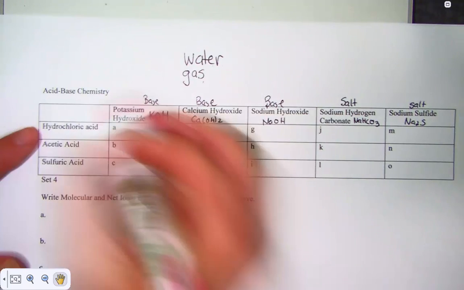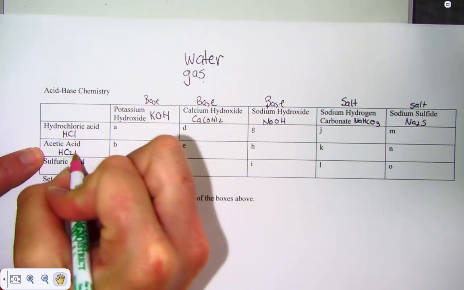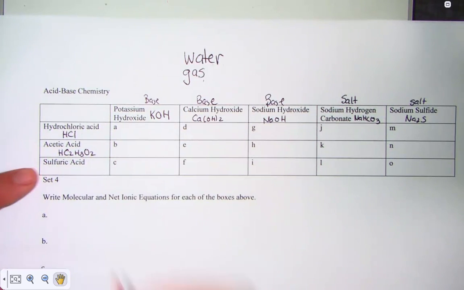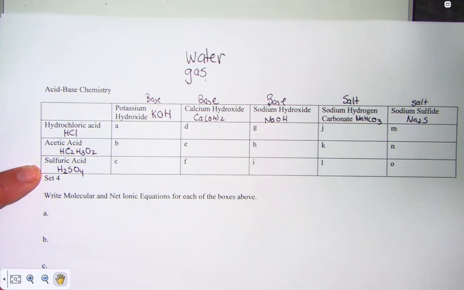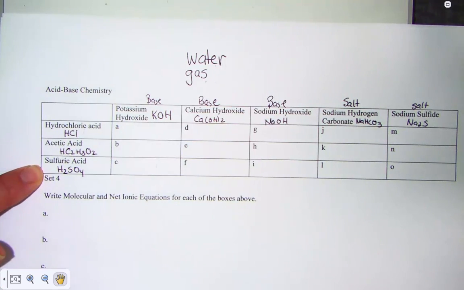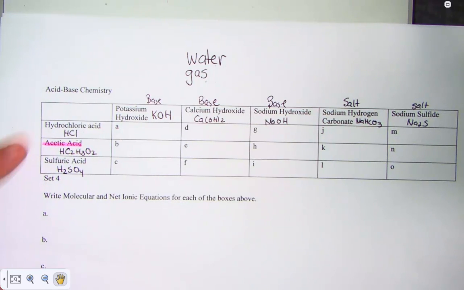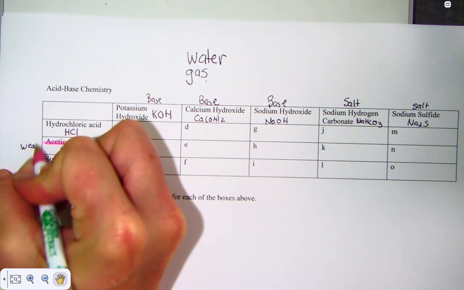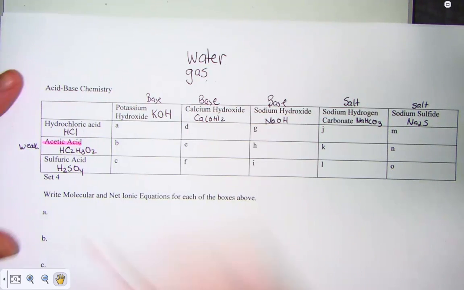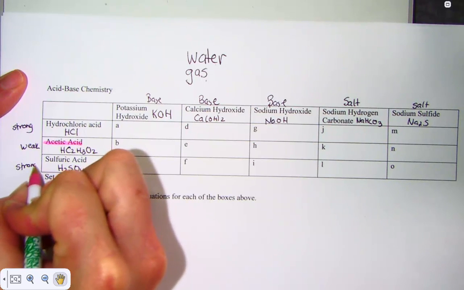Here we have hydrochloric acid, HCl, acetic acid, HC2H3O2, and sulfuric acid, H2SO4. Note to self, just as we remind ourselves, this acetic acid is weak. Sulfuric acid and hydrochloric acid are both strong. That will make a very important difference when we think about writing out our molecular and our net ionic equations. We're working to memorize the 7 strong acids so that we also know the weak.